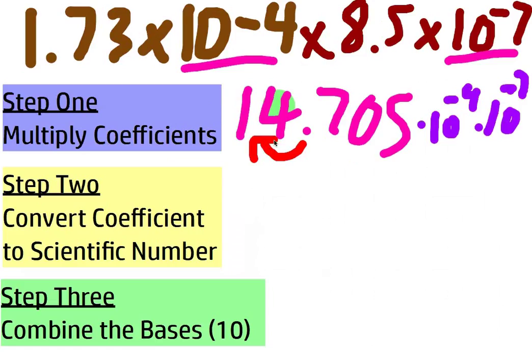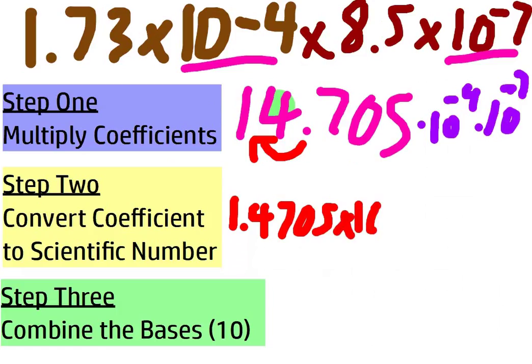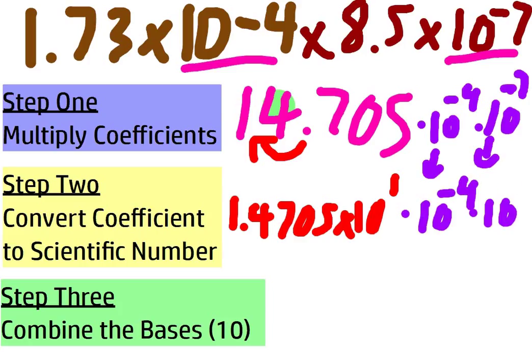We're going to move this one to the left. Our new number then is going to be 1.4705, and since we moved it one to the left, the new exponent is going to be 10 to the first. Okay. Then we're just going to drop our other two powers of 10 straight down. So it's going to be times 10 to the negative 4 times 10 to the negative 7. Okay? And this is why we wait until the end to combine our powers of 10. Because now we have 3 powers of 10, and we can just add all 3 of these powers together.